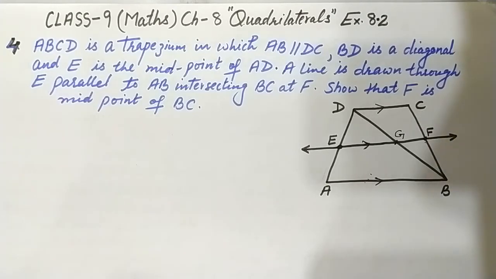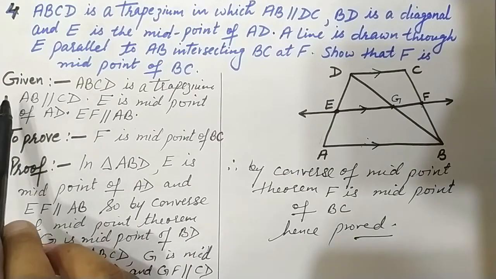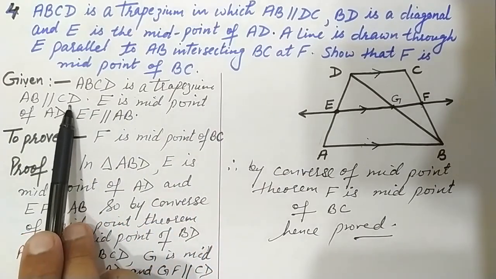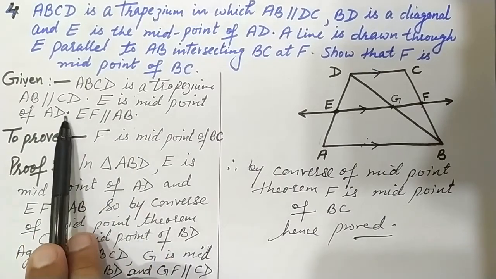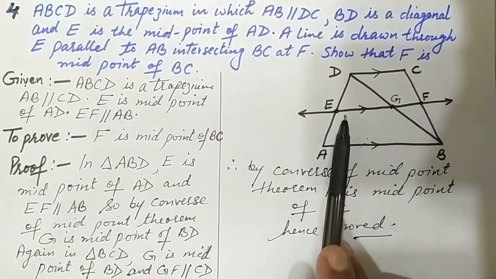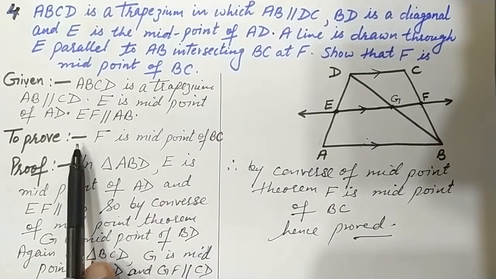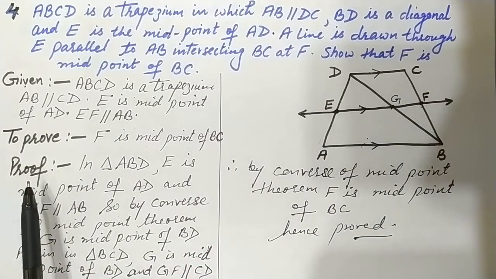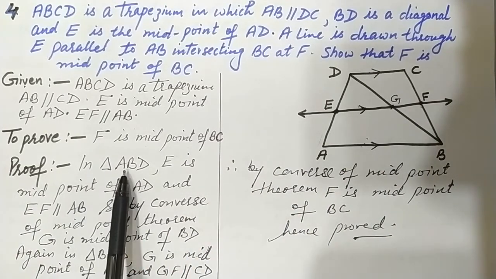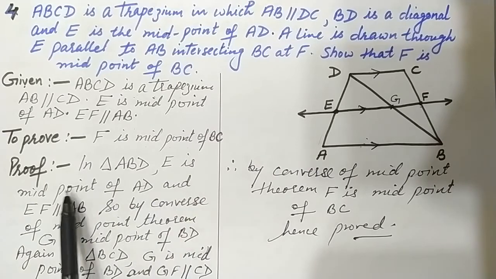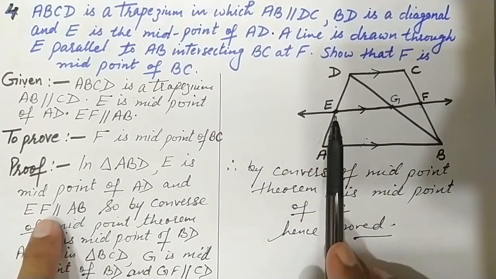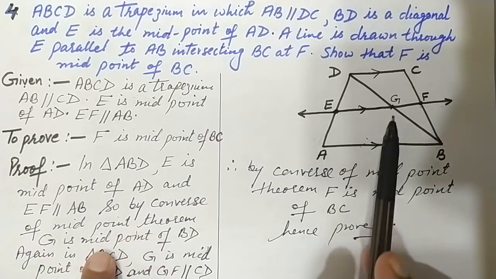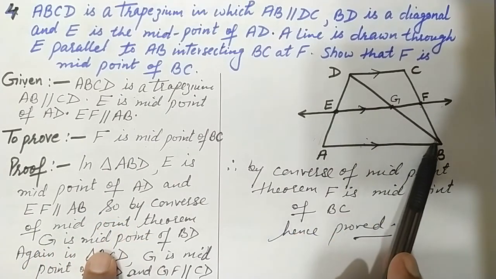So let's write now. Given: ABCD is a trapezium, AB parallel to CD and E is the midpoint of AD, given, and EF is parallel to AB, given. So we have to prove that F is the midpoint of BC. Now how to prove this? See, in triangle ABD, E is the midpoint of AD and EF is parallel to AB. So by converse of midpoint theorem G will be the midpoint of BD.